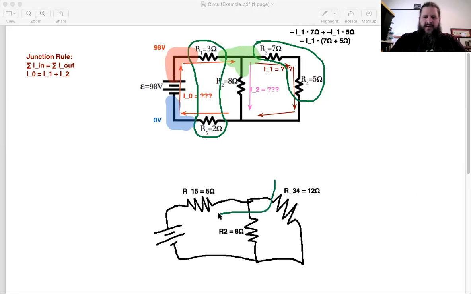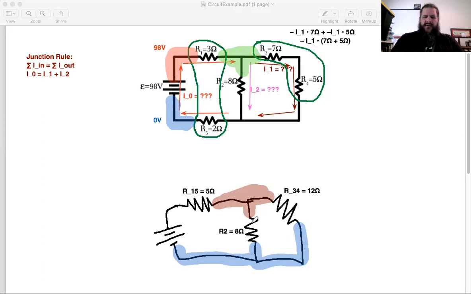Yeah, R2 and R34 are in parallel because they both start at the same region and they both end at the same region. And I think it's easier to see this if we actually highlight those voltage zones. If you treat this as, here is some high voltage region, and then we go through a resistor and we get to a lower voltage region. But this entire zone is all the same voltage because it's all connected by wire. So this entire zone is all at the same voltage.